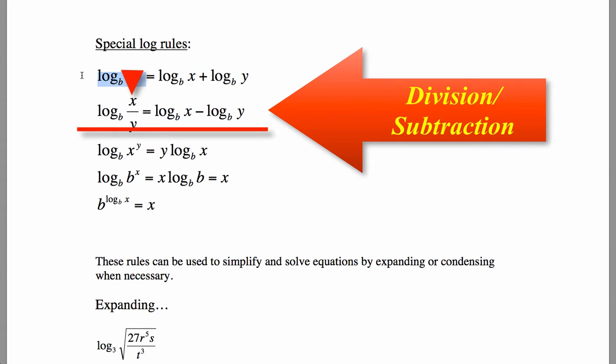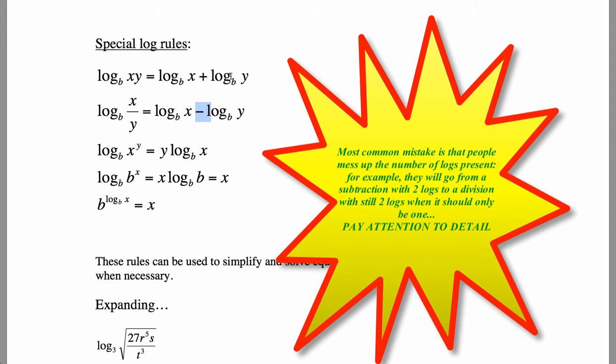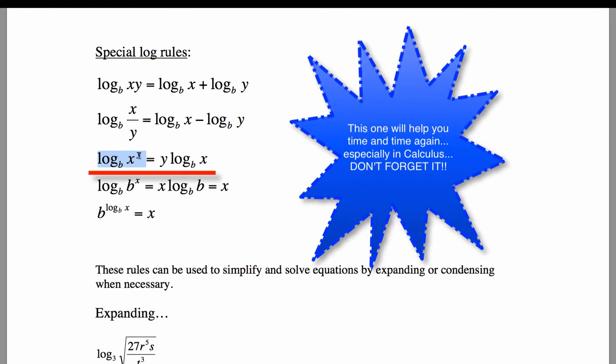Now, the division becomes subtraction. So when it's multiplication, it's an addition. When it's a division here, okay? Key thing to note there is we either go from an expansion, so one log to multiple logs, or we go from a condensing to one log from many logs, okay?